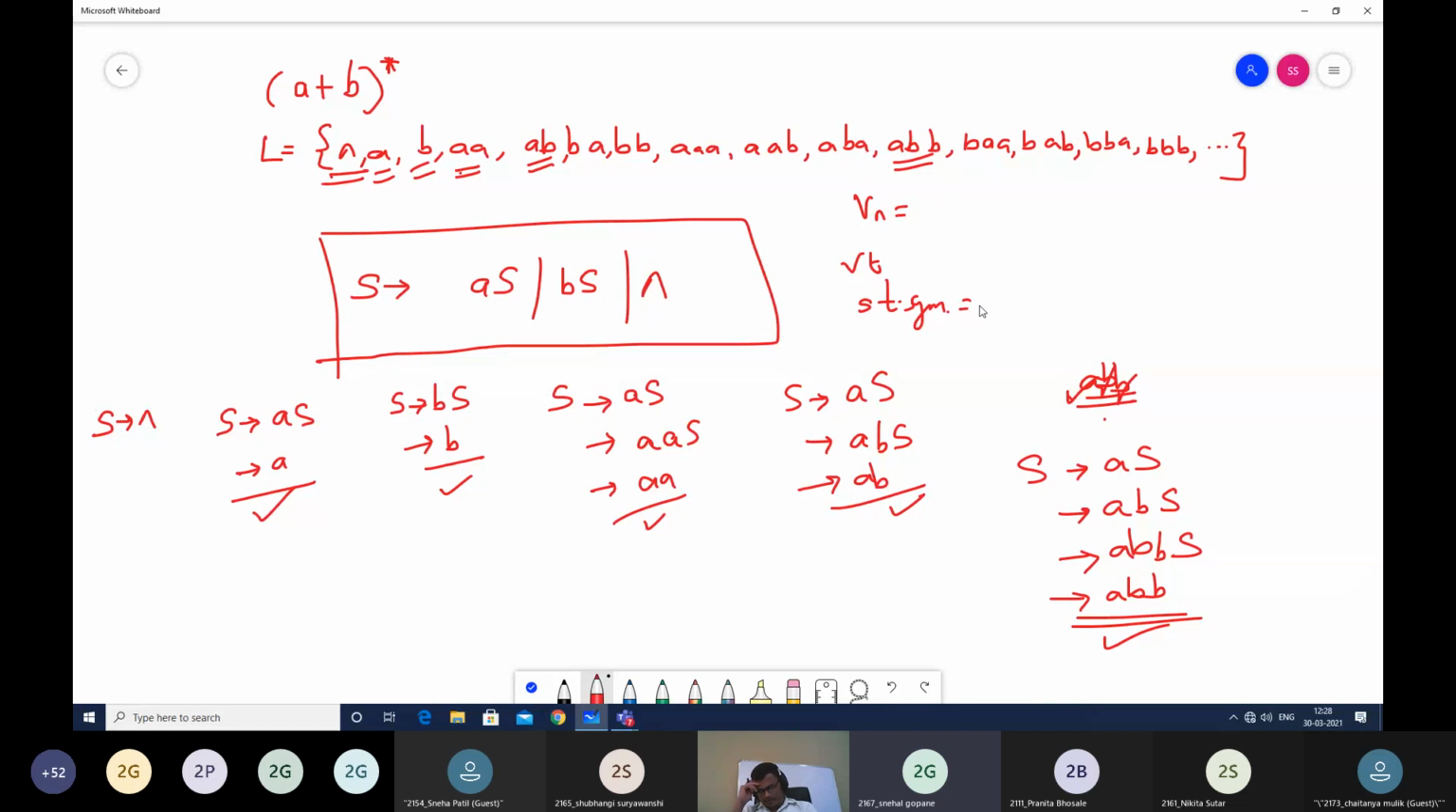Roll number 18. Did you understand what grammar is? It is a four-tuple. What are the four tuples? VN, VT, S and P. Okay, roll number 24, Nishant Shivte.